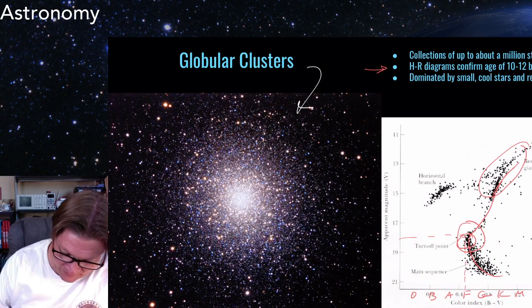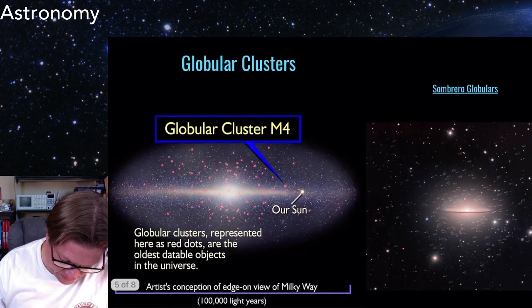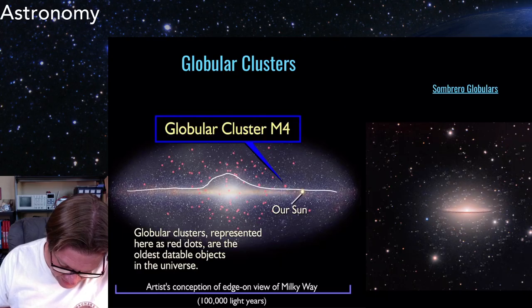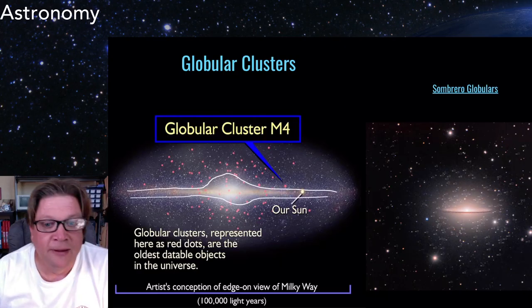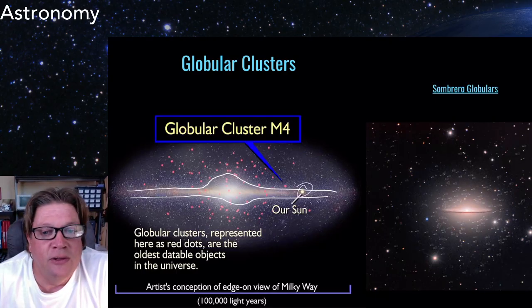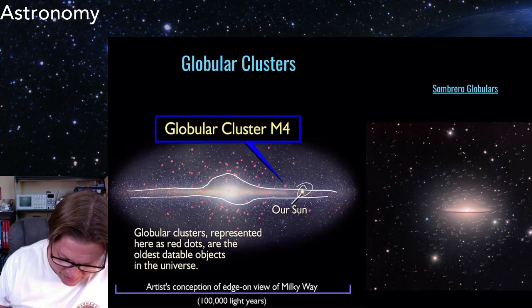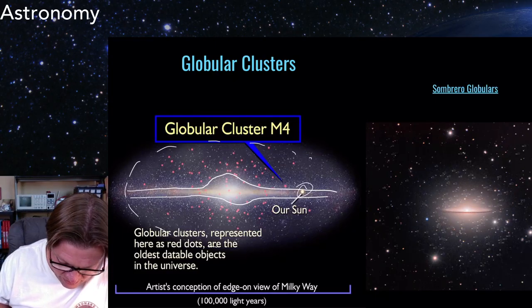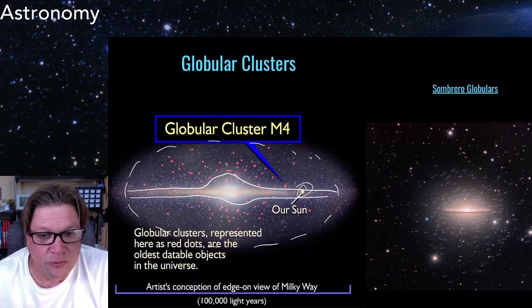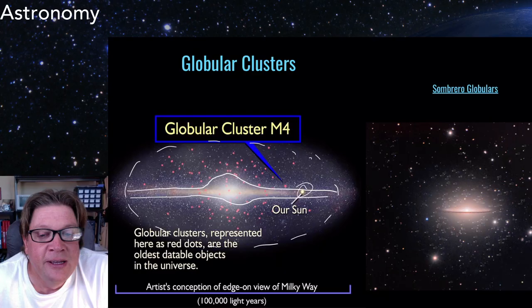Here's where they are. So here's our galaxy, right? Here's the nucleus of the galaxy. Here's the galaxy sort of edge on. There's the nucleus. There's our sun halfway out along the disk. So if we look at it edge on, what we have is this area around the galaxy, sort of football shaped. That's called the halo. And the globular clusters are those red dots inside the halo. Like I said, there's about 150 or so.